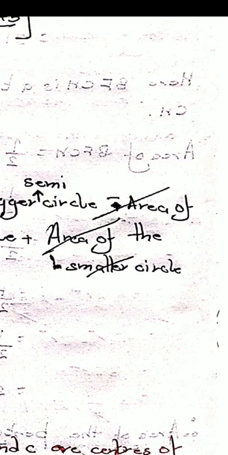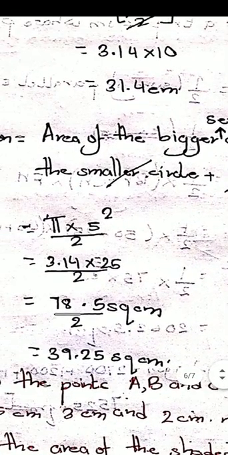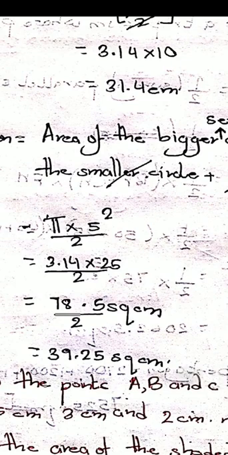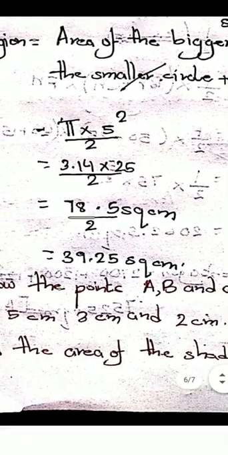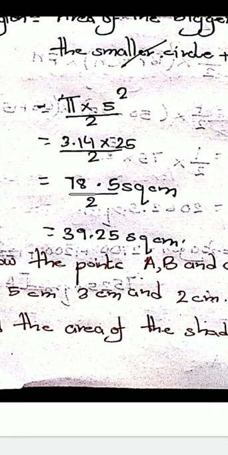circle. I can cancel both of the smaller circles because both of them are identical. They have the same radius. So I can cancel it, and I'll get the area of the bigger semicircle only. So I'll write pi r square by 2, r is 5. So 3.14 into 25 divided by 2, that is 78.5 divided by 2, that is 39.25 square centimeter.